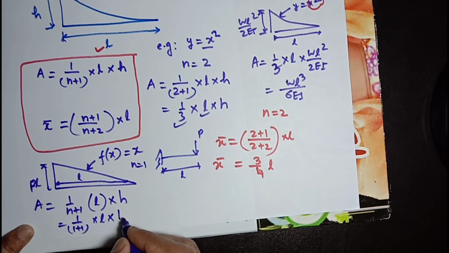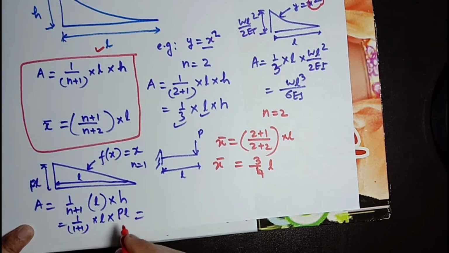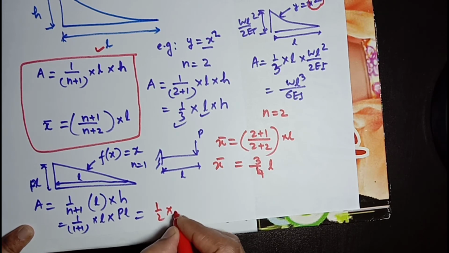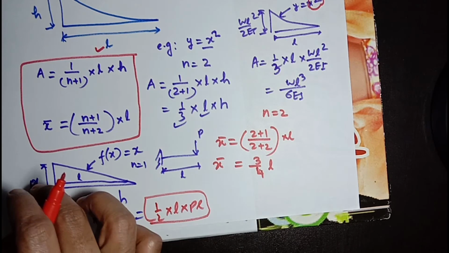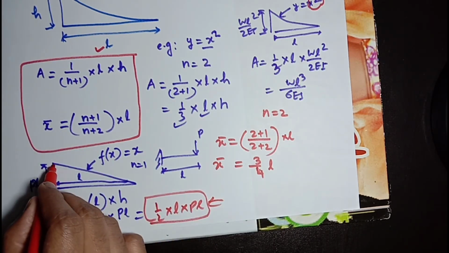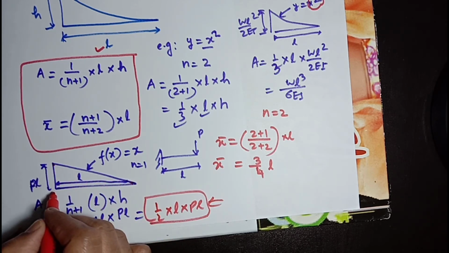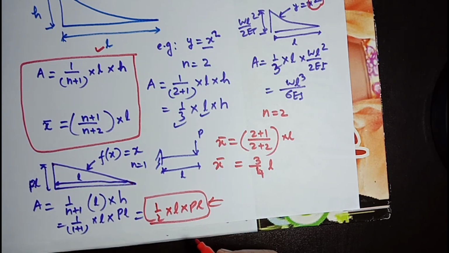In place of H you can say P into L. It will be 1 by 2 L into PL. This is the area of a triangle, half length into PL. This is the area of a triangle, and as a linearly varying curve, it will form a triangle. So we can see our general formula is correct.